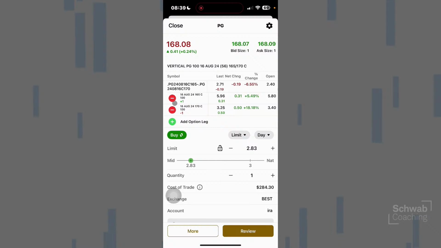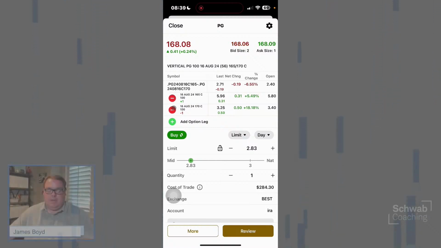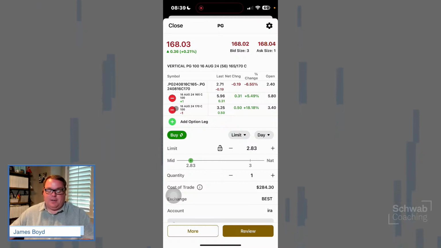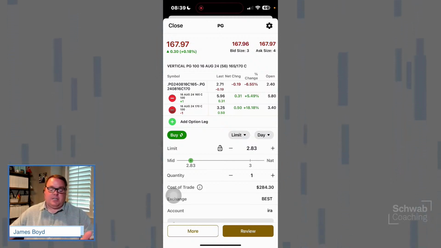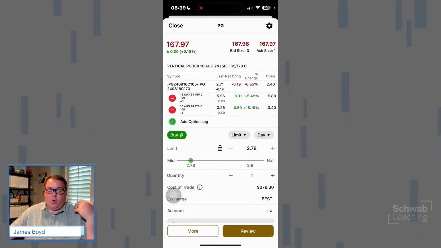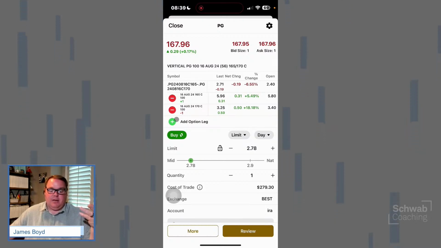Now, I just want to make sure you understand. This is not that we're selling that option. This is if we want to take this row off, if we click on the minus. That minus says, hey, we're taking that off. Or if we click on the plus there, we're adding an option leg, okay?